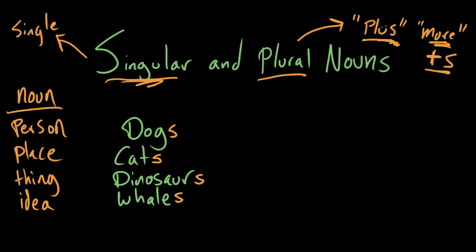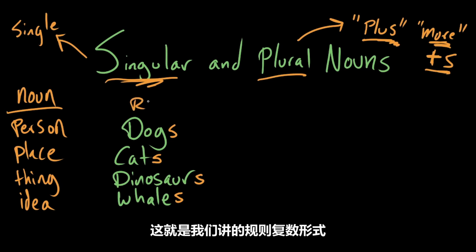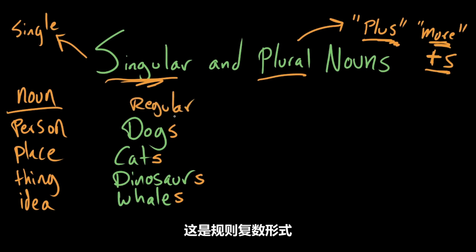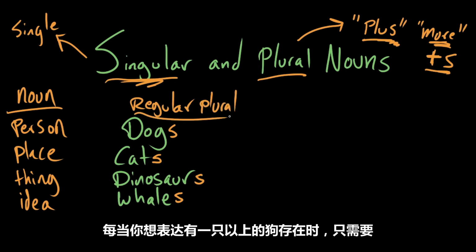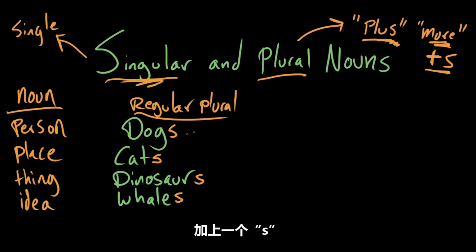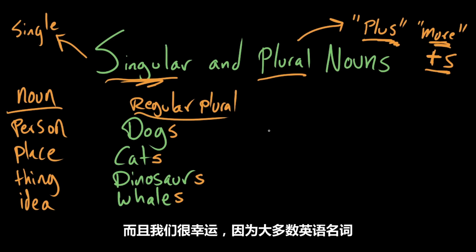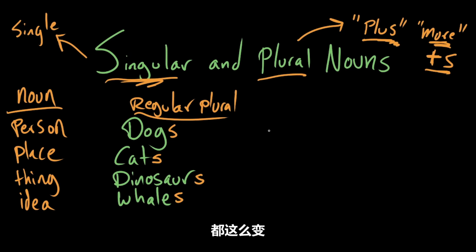Add an S. This is what we call the regular plural. This is the regular plural. And what that means is it obeys this one rule. All you have to do to say that there's more than one dog is throw in an S. And we're lucky because most English nouns behave that way. Most nouns are regular.